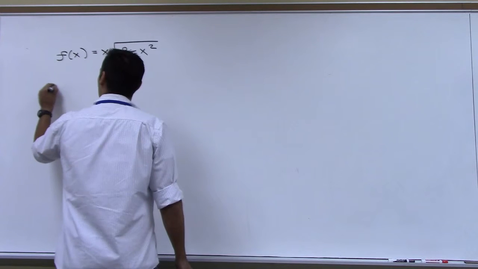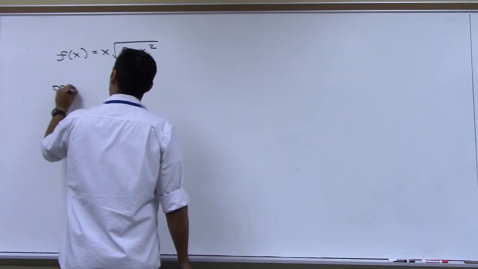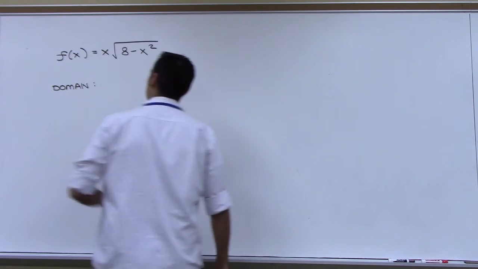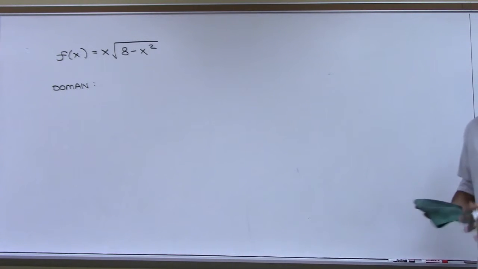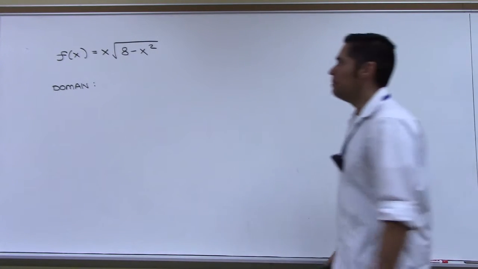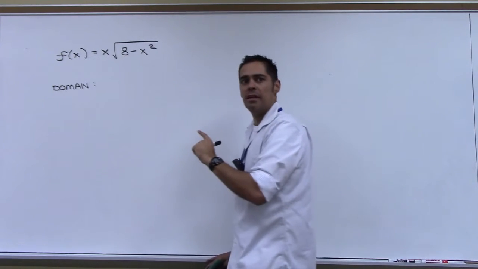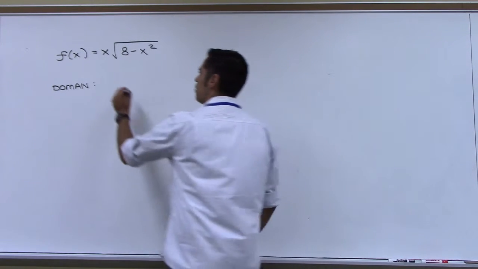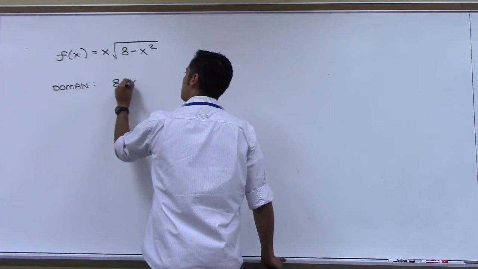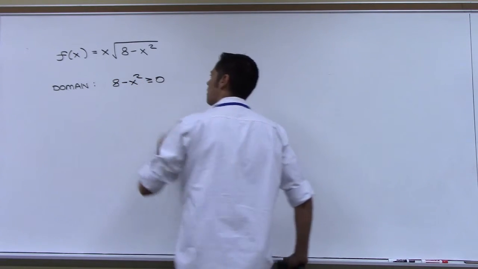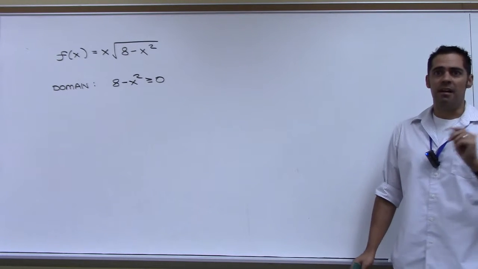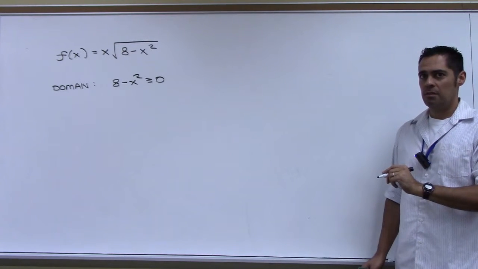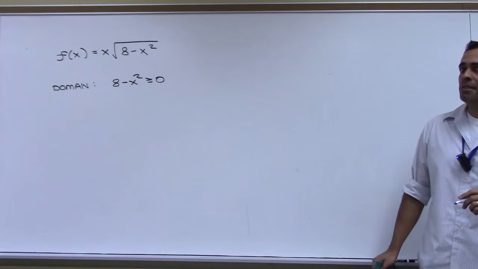All right, let's see what we can do here. We only have 13 minutes. Domain. We do have a domain problem here, okay? Because we can't take the square root of a negative number, which means we need to make sure that 8 minus x squared is greater than or equal to 0. And this is a quadratic inequality, not a quadratic equation. So we have to figure out when that's greater than or equal to 0.